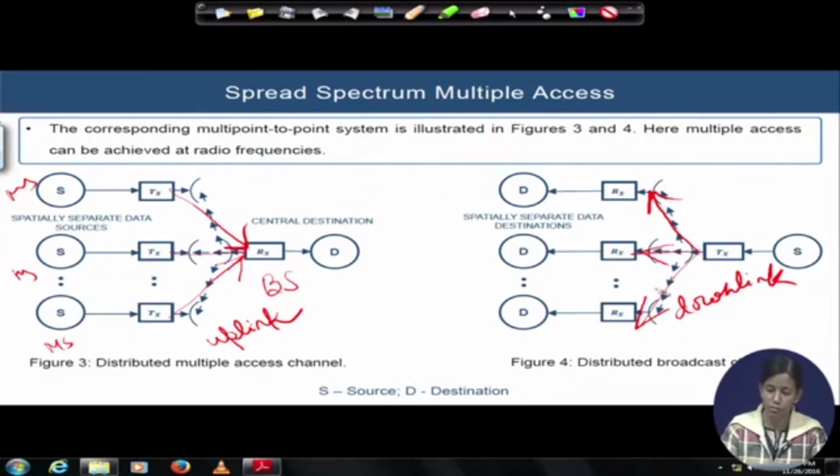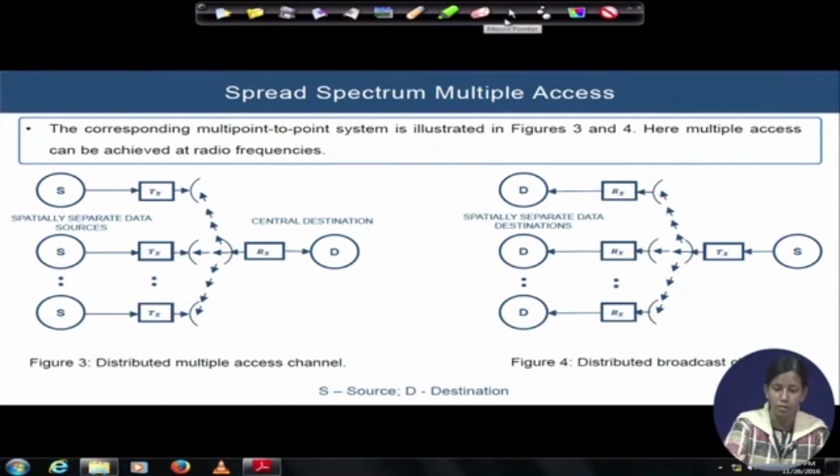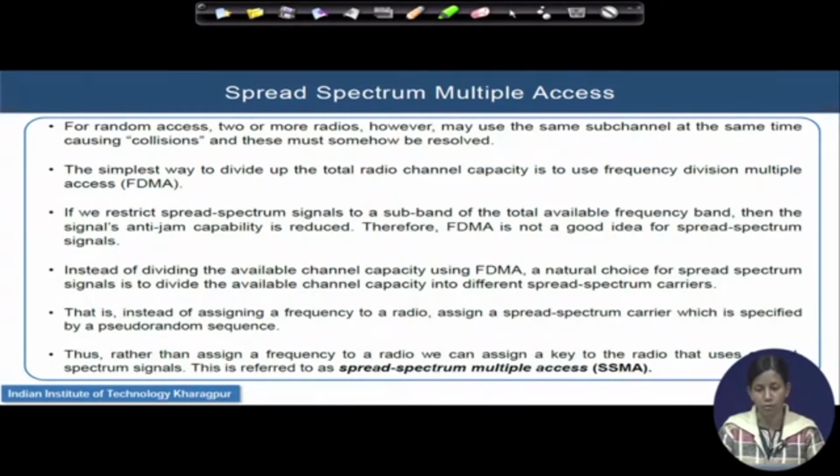And this is a distributed multiple access channel, and this is a distributed broadcast channel. You are broadcasting the same data to multiple receivers. So these are basically the two different types of access that we face in a wireless communication network, and that we will also be facing when spread spectrum communication is going on over that network.